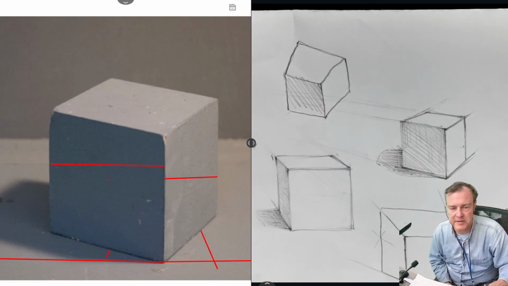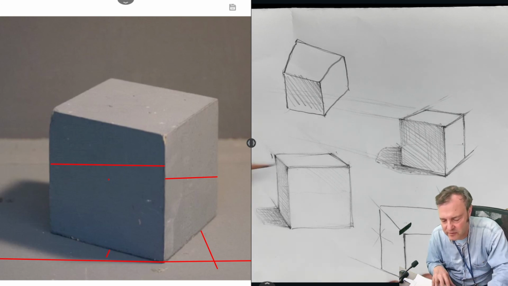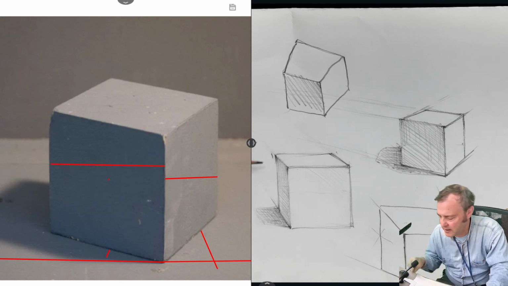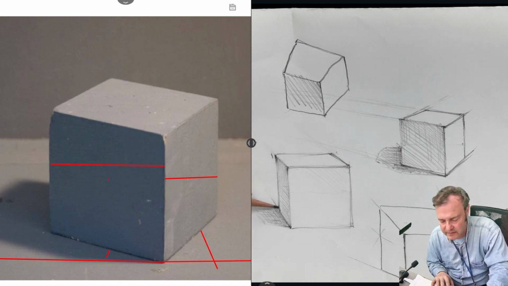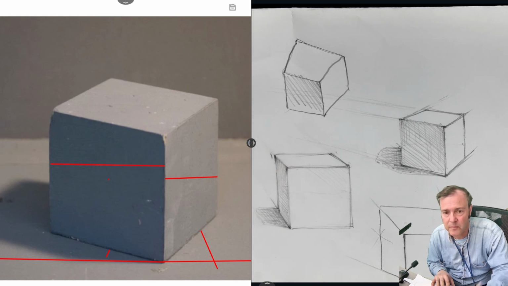Hopefully that helps a little. Practice if you aren't sure you're getting it right, and when you practice, again, use a ruler or a piece of scrap paper. Make sure all the edges that are further away, like this one and this one, are smaller than the edges that are closer, like that one and that one.